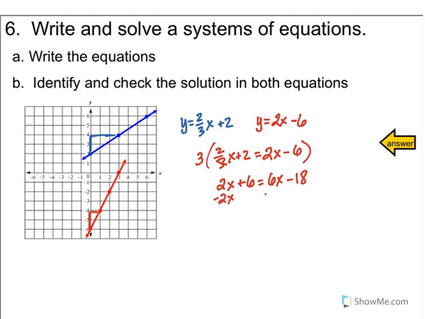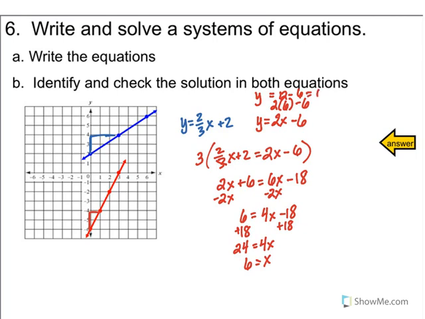So if I subtract 2x on both sides, this would give me 6 is equal to 4x minus 18. Add 18 on both sides. This would give me 24 equals 4x. So that means x is equal to 6. Take one of my two equations. So if I take the first one, 2 times 6 is 12. 12 minus 6 is 6. So y is also equal to 6. So my solution for this one would be 6, 6.